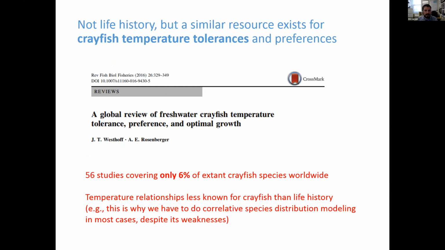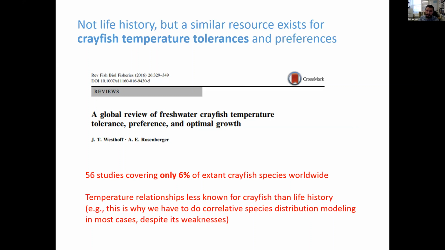As a bit of an aside, I focused on life history, right? These reproductive and growth type traits. But I think other things like physiological tolerances or habitat requirements are similarly poorly studied in similarly biased ways for other crayfish. So I've identified here a paper from Jacob Westhoff, who's a biologist in Missouri, and Amanda Rosenberger in the USGS co-op units, who looked at a global review of studies on freshwater crayfish temperature tolerances and preferences. They found 56 studies that had done, say, laboratory physiological trials of crayfish temperature tolerances. But these only covered about 6% of extant crayfish species worldwide.